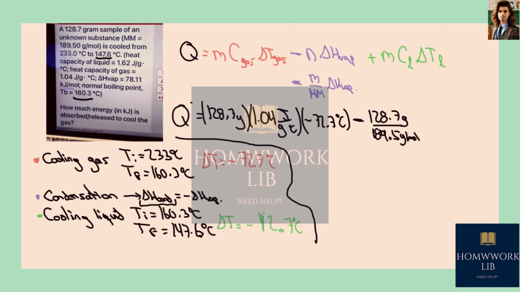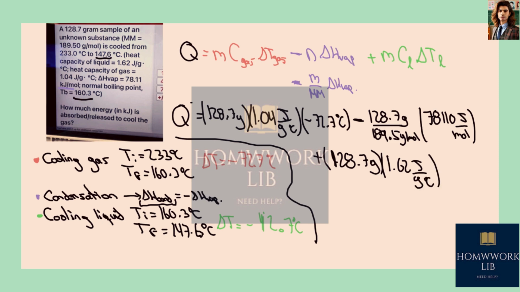multiplied by the delta H of vaporization, which is going to be 78,110 joules per mole. And the final part is going to be plus the mass times 128.7 grams. That is going to multiply the heat capacity of the liquid, which is 1.62 joules per gram degree Celsius. And finally, the delta T for the liquid, which is minus 12.7 degrees Celsius. Notice that in this case, since we are going to be releasing heat to the environment, the sign for Q is going to be negative.